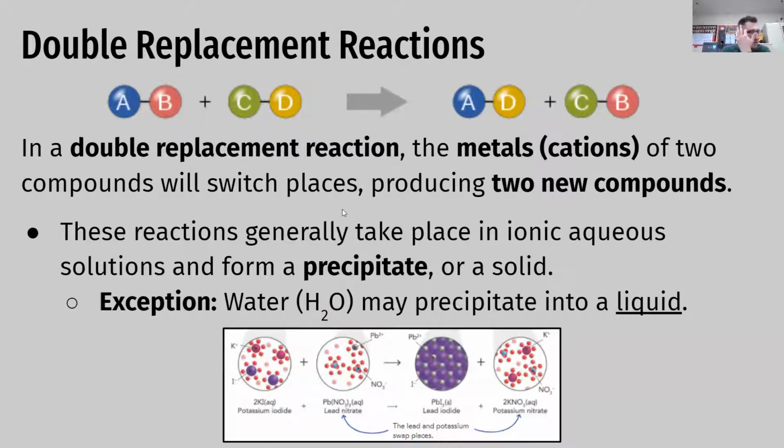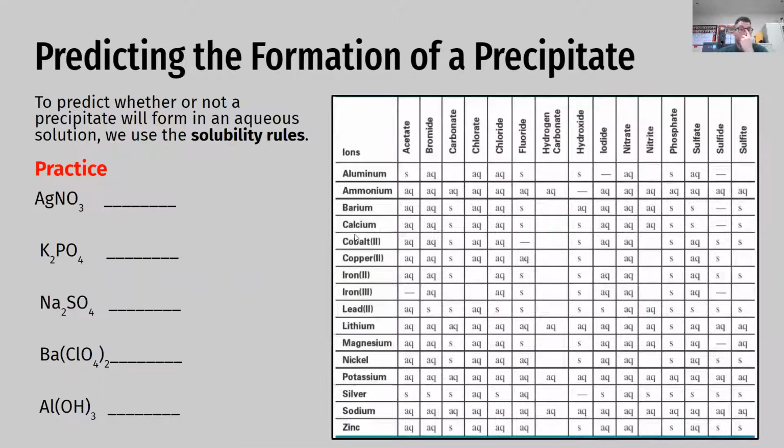Now, just like our single replacement reactions, we need to use a specific tool, and that tool is called the solubility rules chart. On this chart, we can look at any combination of ions, both positive on the vertical column and negative on the horizontal column, and see where those two things intersect when they form a compound in order for us to determine whether it's going to be a solid or an aqueous solution.